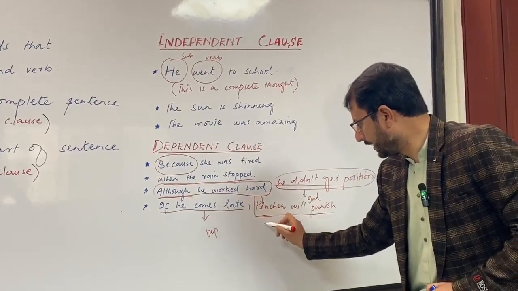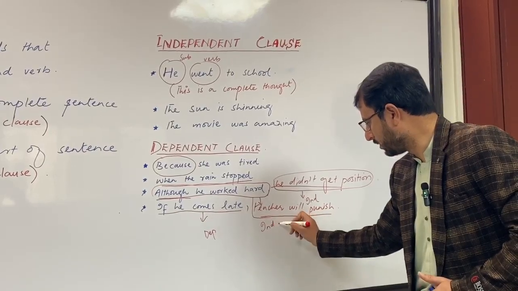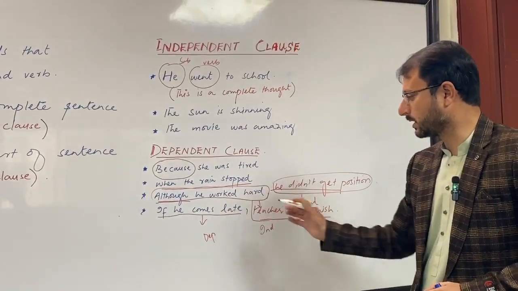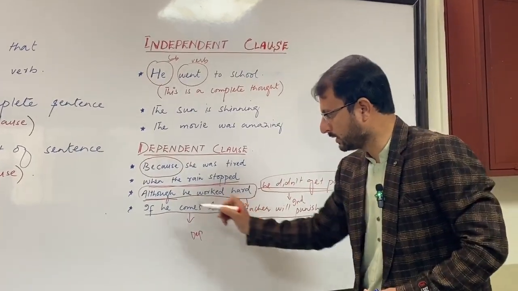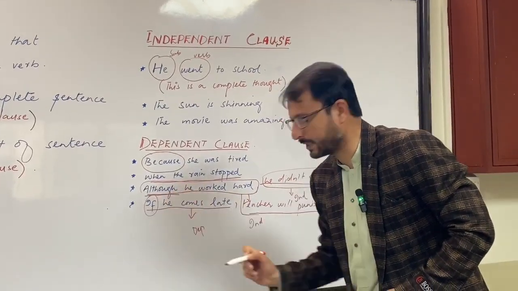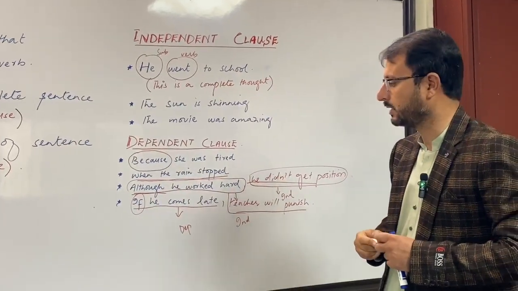So when a dependent and independent clause, or another independent clause, are combined together, it makes a sentence. This portion is dependent clause and it starts with conjunctions. Which conjunctions? Subordinate conjunctions.